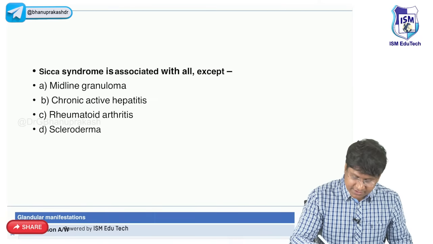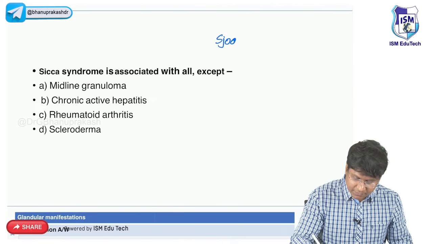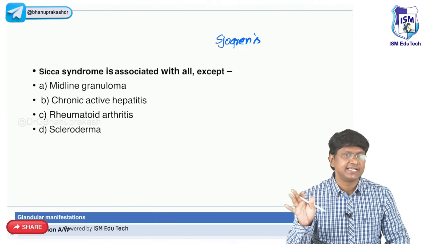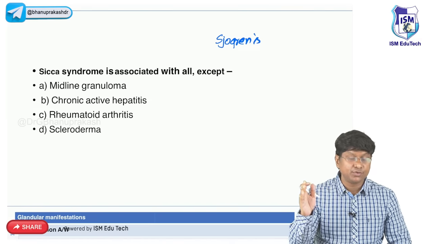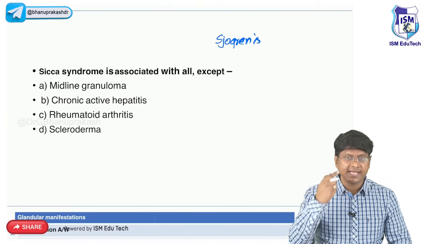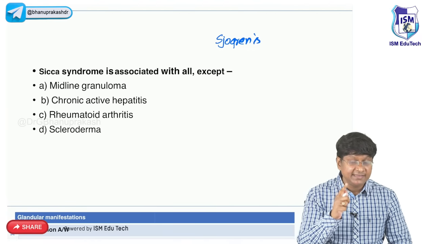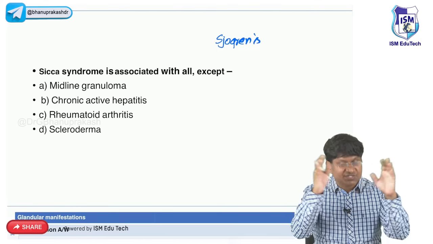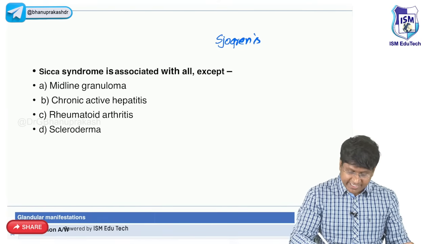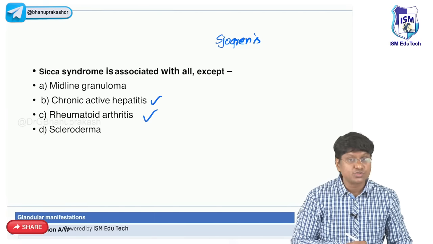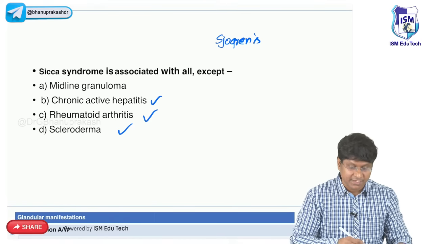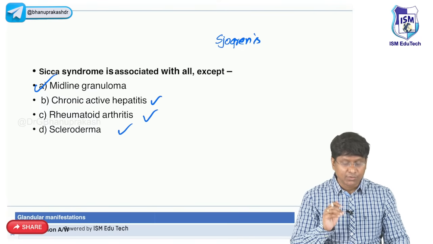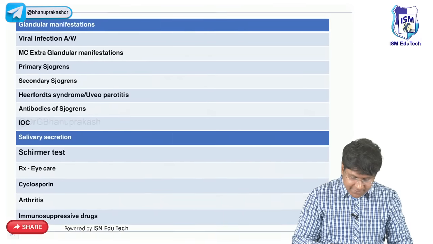Sjögren syndrome is also called keratoconjunctivitis sicca, where the individual will have dry eyes as well as dry mouth. And in these patients with sicca syndrome, it is not only glandular involvement, there is also extraglandular involvement. So there can be chronic active hepatitis, rheumatoid arthritis, and scleroderma, but midline granuloma is not seen in sicca syndrome. Now let me take up the detailed discussion of Sjögren's.